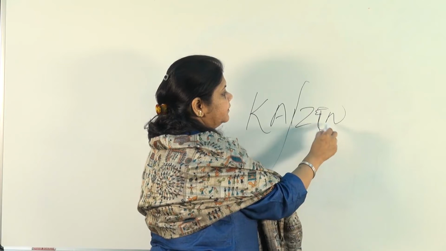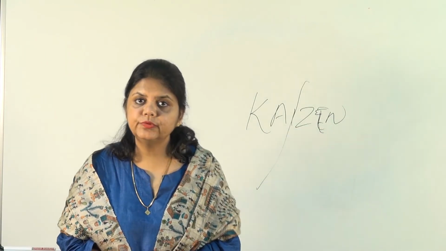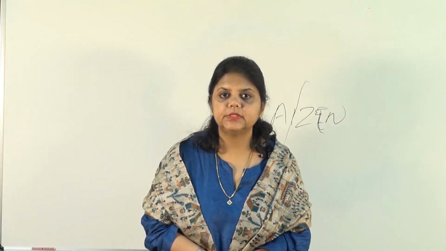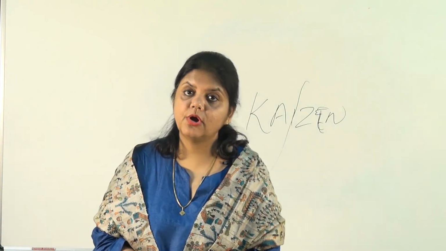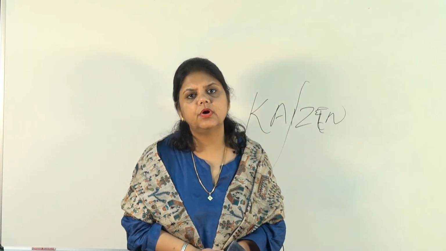Kaizen can be segregated into two words: Kai, which means continuous, and Zen, which means improvement. The gist of Kaizen is that it preaches continuous improvement that is slow, incremental but constant. We'll discuss the key features of Kaizen. The philosophy behind Kaizen is that when we do small improvements, we can avoid major capital investment.